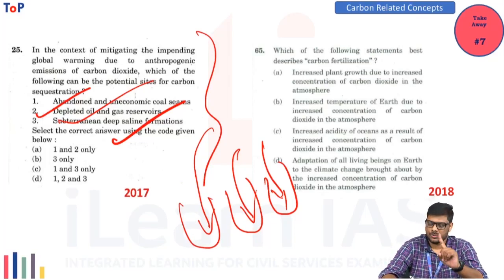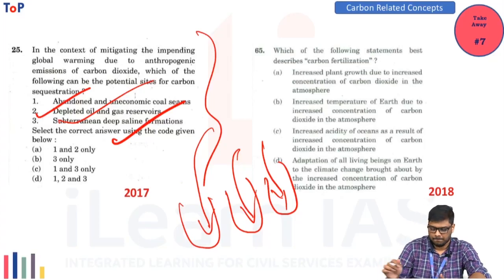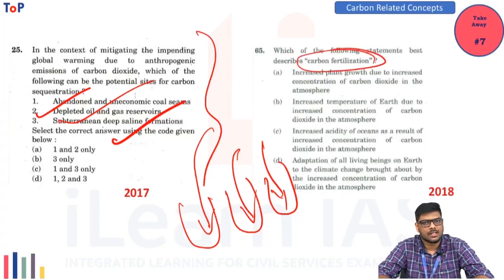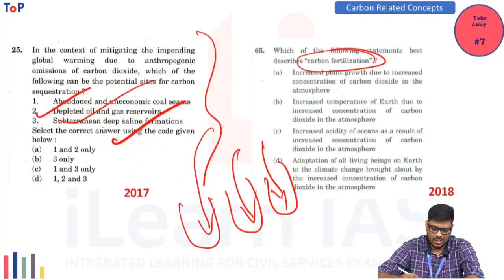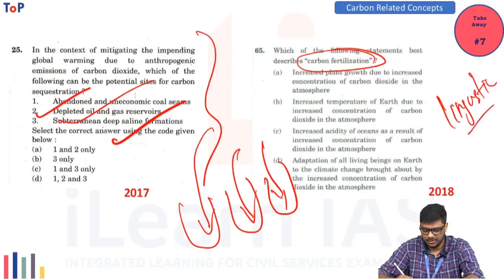And here in 2018 UPSC surprised everyone. It introduced a new term, carbon fertilization. It introduced a new term known as carbon fertilization. Use the fifth technique here from the theory of films: logical deduction, or linguistic deduction. Linguistic deduction here.